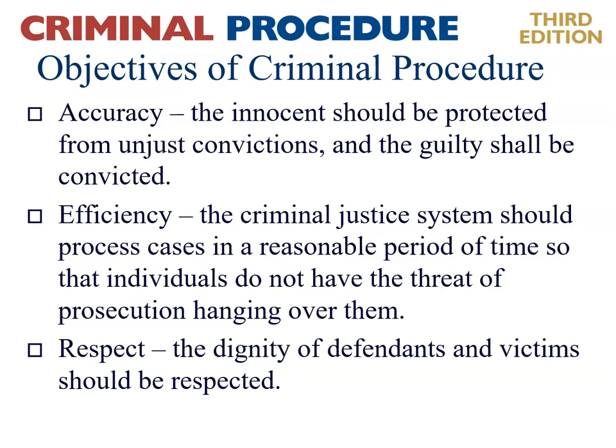So objective 1 would be accuracy, meaning that the innocent should be protected from unjust convictions, and the guilty should be convicted. So there is importance in accuracy. Efficiency: the criminal justice system should process cases in a reasonable period of time so that individuals do not have the threat of prosecution hanging over them, meaning it shouldn't take 10 years for a case to go to trial. And you know, having that hanging over your head. So things are supposed to be efficient. So efficiency is one of the objectives of criminal procedure.